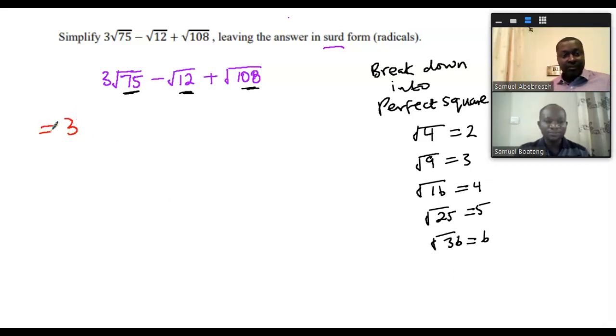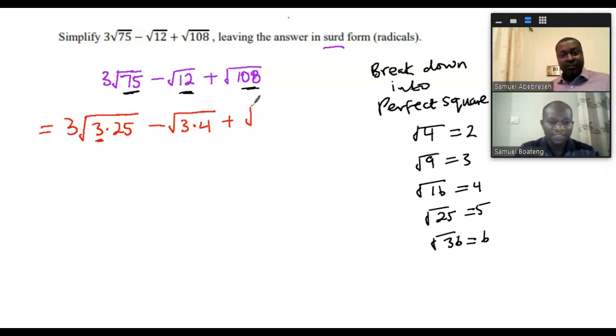This is equal to 3 times, yes, 75, we can write it as 3 times 25. Good. Minus, so the perfect square is 25. For 12, we can break it down as 3 times 4, plus 108, which we can write as 3 times 36. Looking at them, the first term we have 25, the second term we have 4, and the third term we have 36.